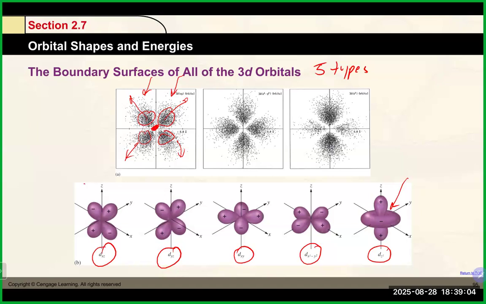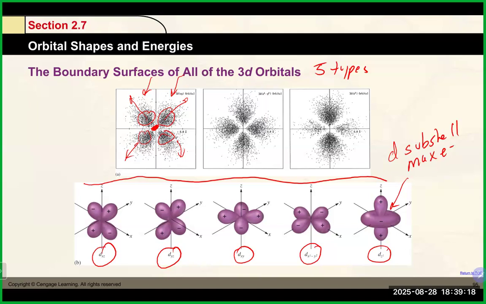Once again, if you took all 5 of these d orbitals together, this would be the d subshell in this particular case. And if you max out the electrons in this, you would be able to put 10 electrons total, again, 2 into each of these orbitals.